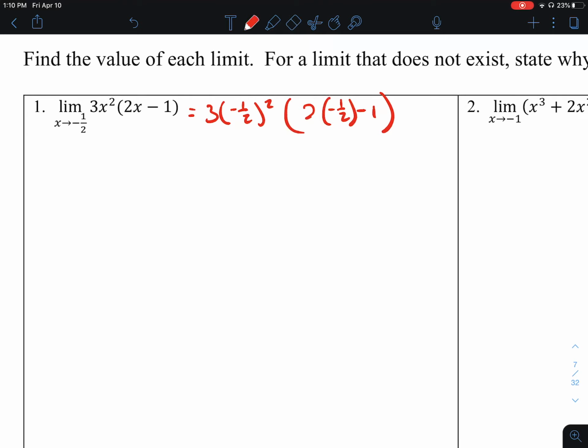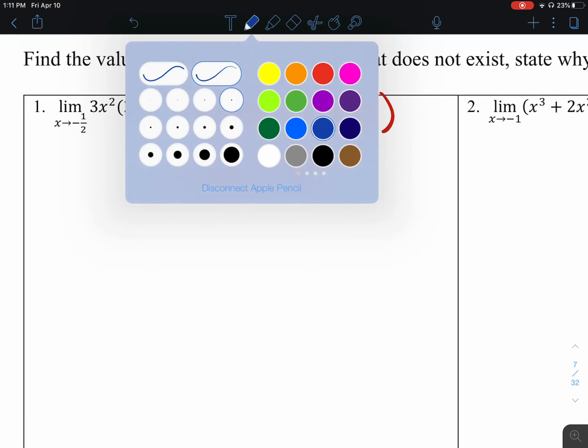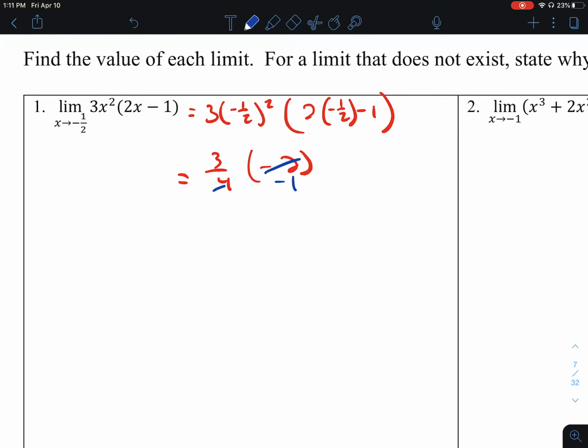Parentheses are getting a little crazy. Negative 1/2 squared is a fourth. A fourth times 3 is 3/4. 2 times negative 1/2 is negative 1. Negative 1 minus 1 is a negative 2. Cross canceling here, you can divide both 2 and 4 by 2. So that's going to be negative 1 and 2.